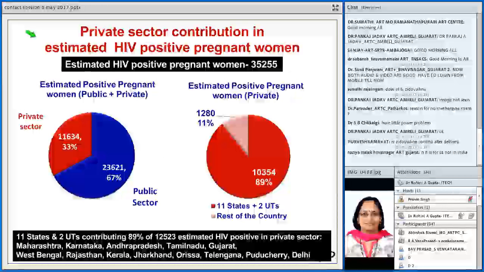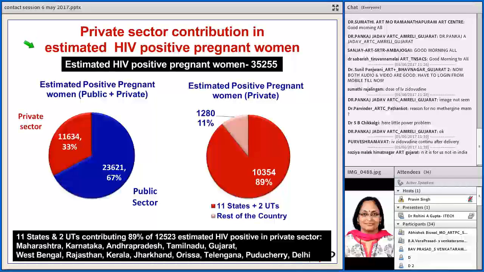And for this, we need a lot of private practitioners' contribution. So this is about private sector contribution in estimated HIV positive pregnant women. The estimated number of HIV positive pregnant women was 35,255. Private sector accounted for 1/3, and 67% for public sector.